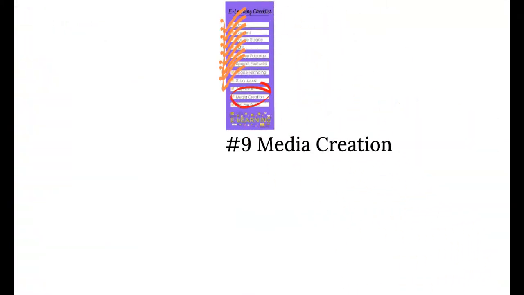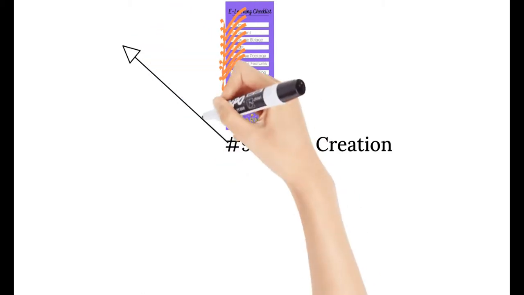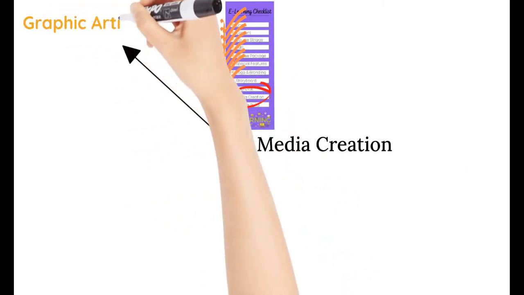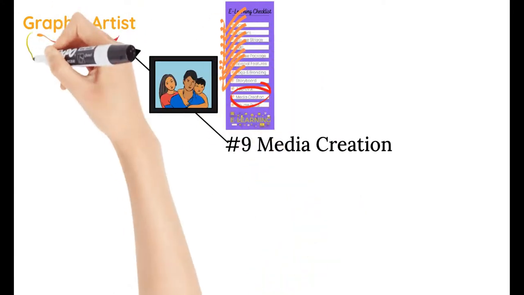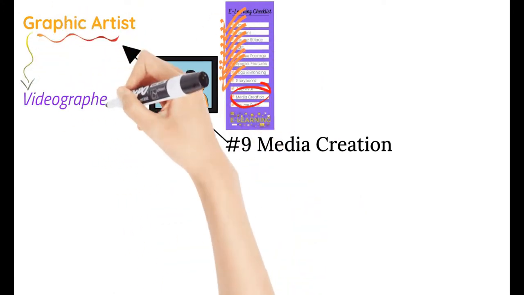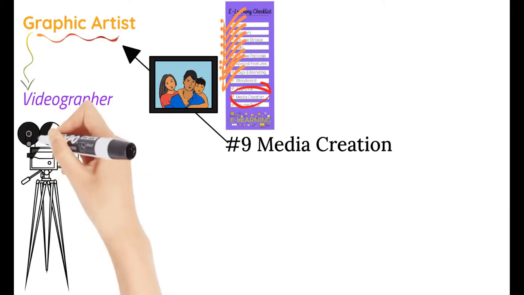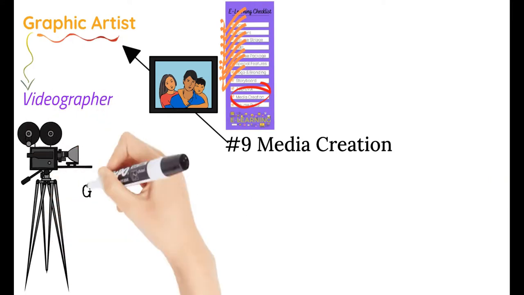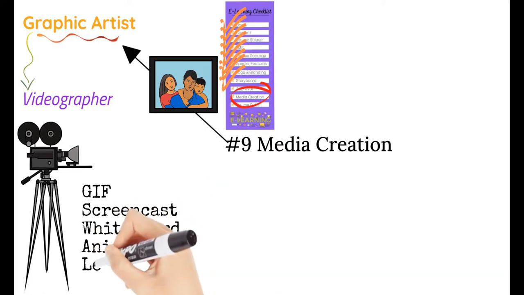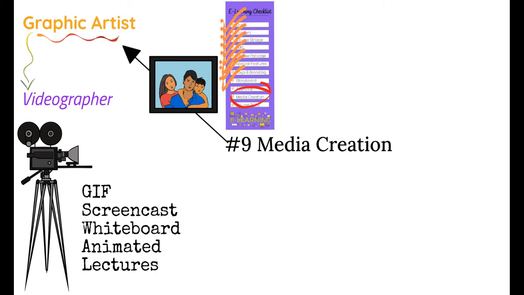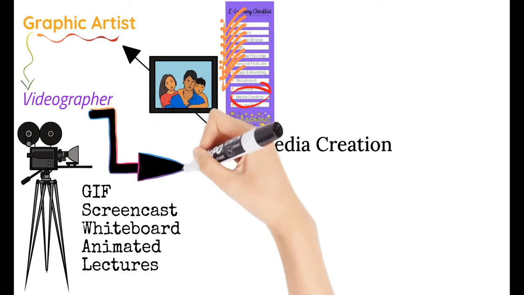Number 9, creating the media. Most of the projects I've worked on have not required a graphic designer because simple designs and stock graphics and photos are enough. Generally, the video production is minimal as well, but usually includes one of the following: GIFs, screencasts, whiteboard, animated, or lectures. If you're planning to do the videos yourself, just be prepared to have a nice intro and outro, and if you're filming, then remember lights, camera, action.